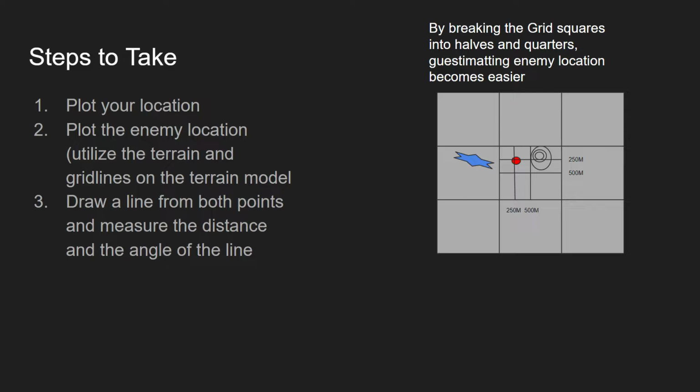The terrain model will likely have grid lines. Since each grid line should be 1,000 meters apart, try visualizing the grid into halves and then halves again. That should make identifying the general location of the enemy a little bit easier. After plotting the suspected enemy location and the observer's location, draw a line between both points and use this to find the direction of the enemy using a protractor. You can measure the distance of this line on the map to find the distance to the enemy location.